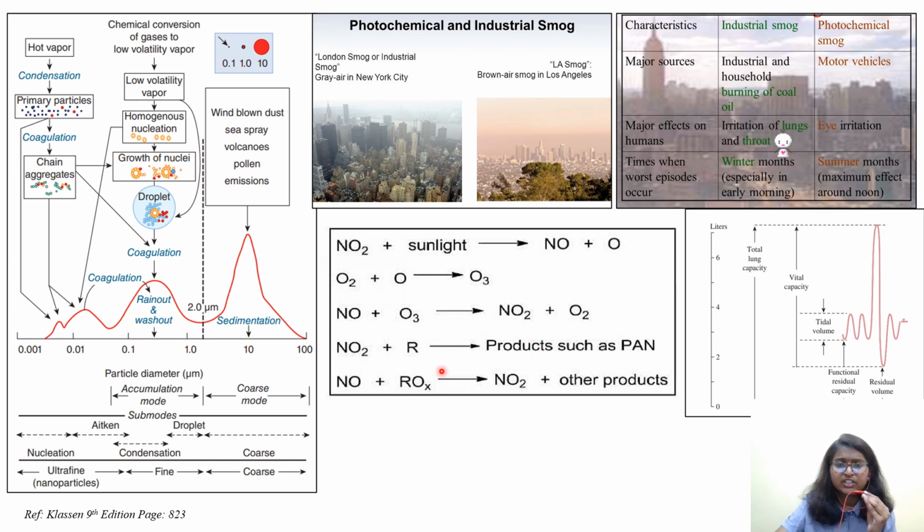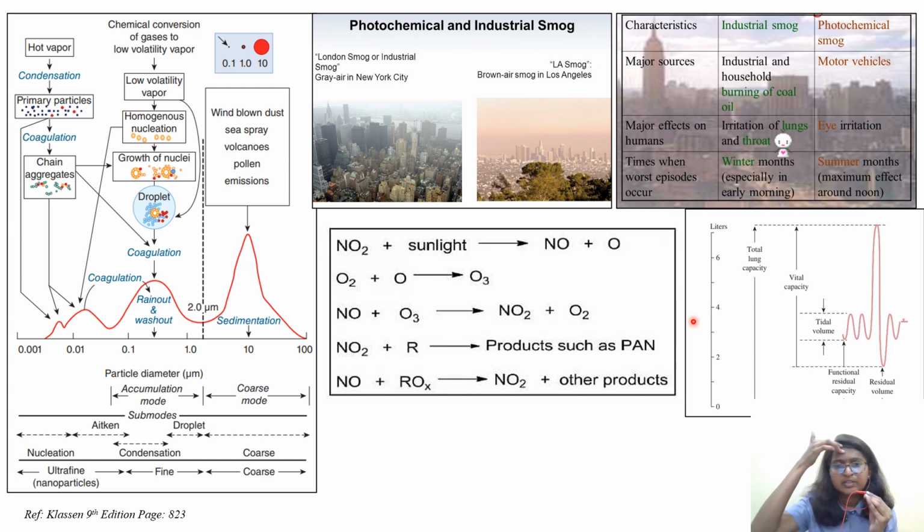Again, this nitric oxide combines with some of the alkyl groups, whether CH3 or something like that, and forms PAN, peroxyacyl nitrate. Again, this nitric oxide will combine with highly reactive alkyl oxide groups and form NO2 as well as other products. So these are the major components of the smog. Ozone is the most important one, which is responsible for the oxidant property.